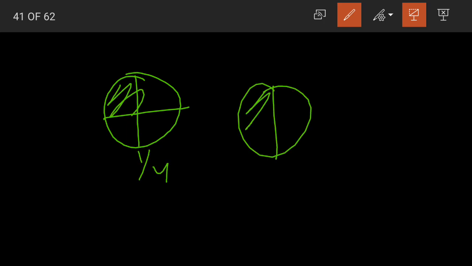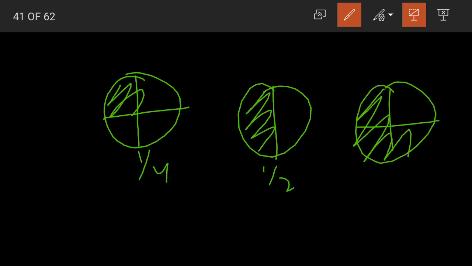Let us represent it in the form of diagrams. This is 1 by 4, 1 by 2 and this is 3 by 4. Now from looking at the diagrams, which is the smallest one, children? Yes, 1 by 4, then we have 1 by 2 and then we have 3 by 4.